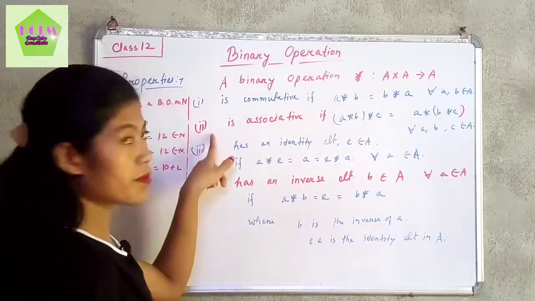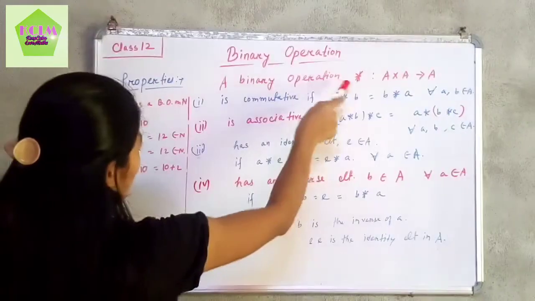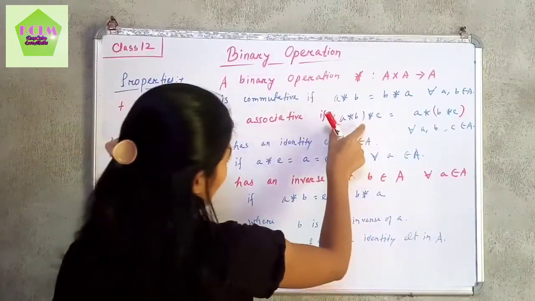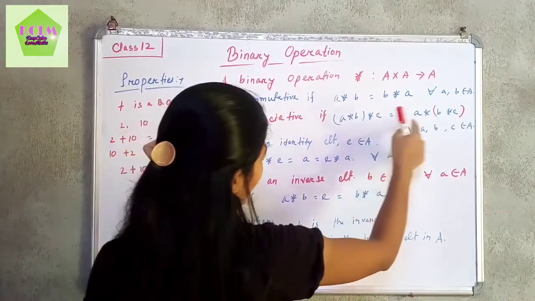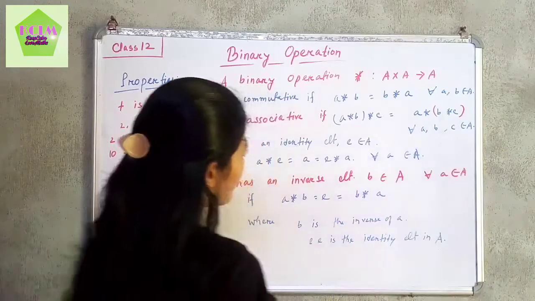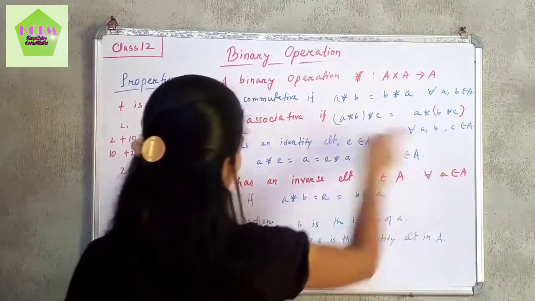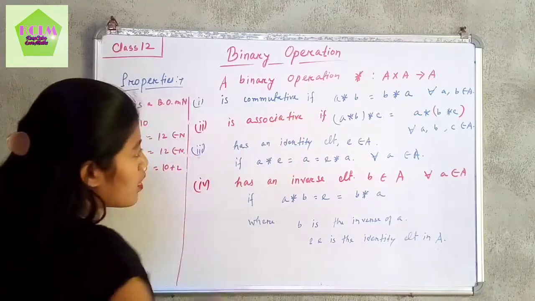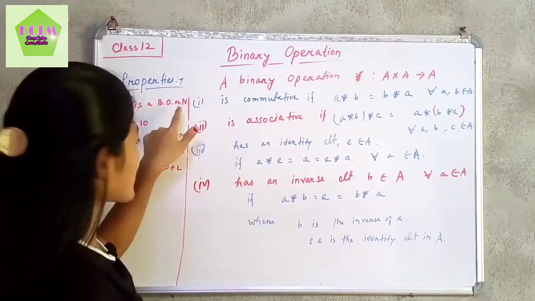Now number 2, a binary operation star is associative if (a star b) star c equal a star (b star c) for all these elements in A. So again, this associativity can be seen on the binary operation addition on the set of natural numbers also.